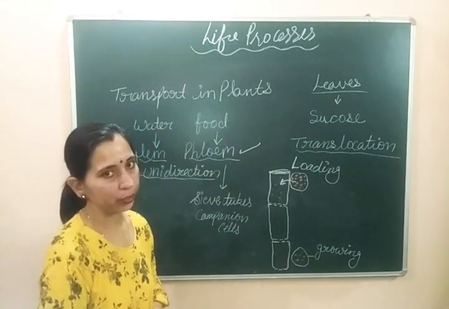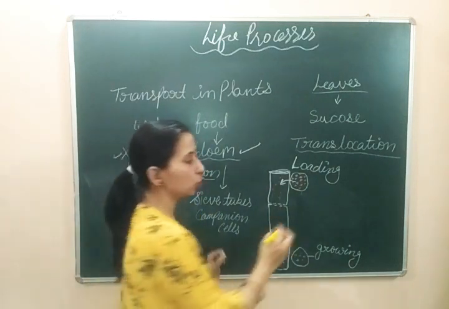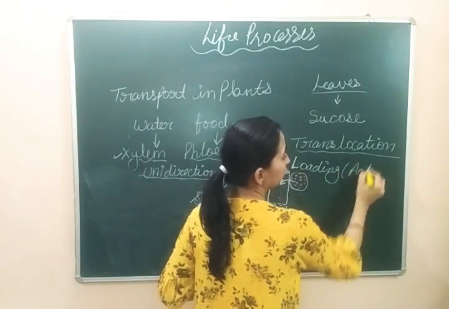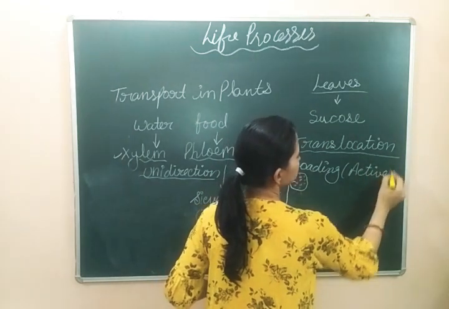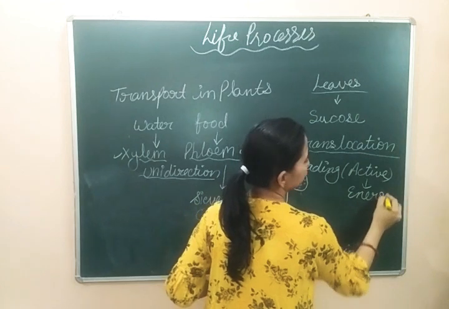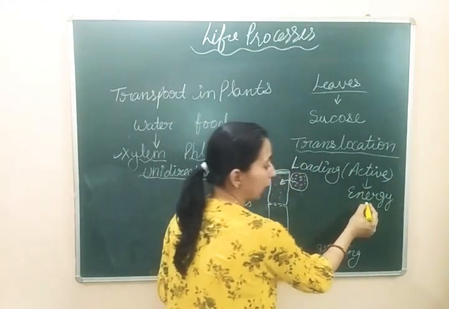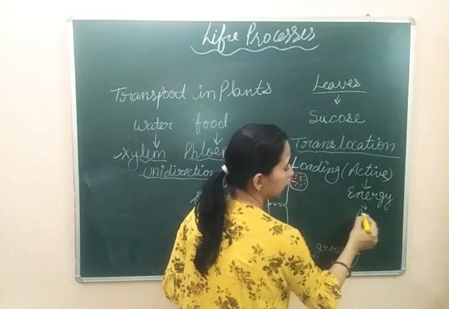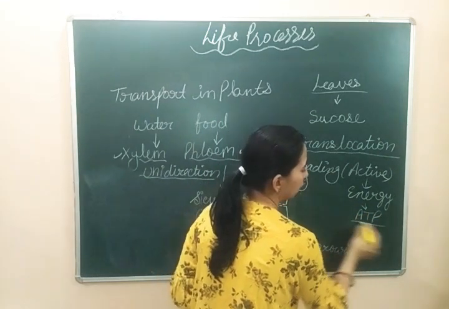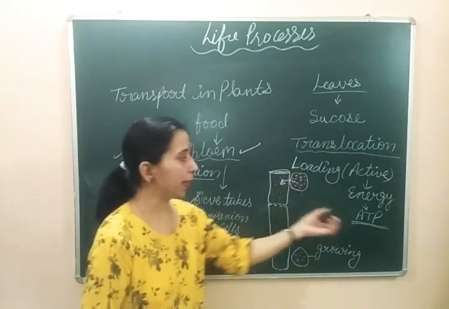इसे हम बोलेंगे loading. And this loading is a active process. ये जो loading है ये एक active process होती है. Active process means this process requires energy. एक्टिव प्रोसेसेस वो प्रोसेसेस होती हैं जिसमें एनर्जी की रिक्वायरमेंट होती है. और एनर्जी which is utilized here is utilized in the form of ATP. प्लांट्स यूटिलाइज एटीपी which is the stored energy.